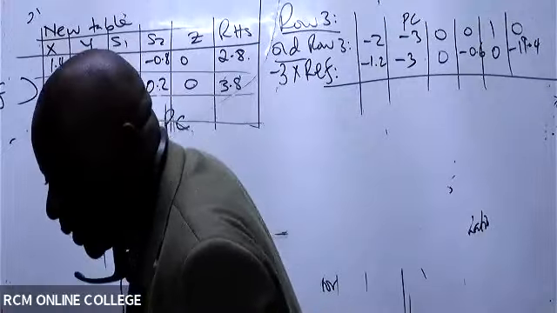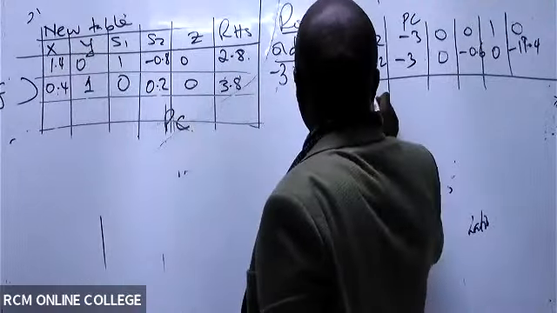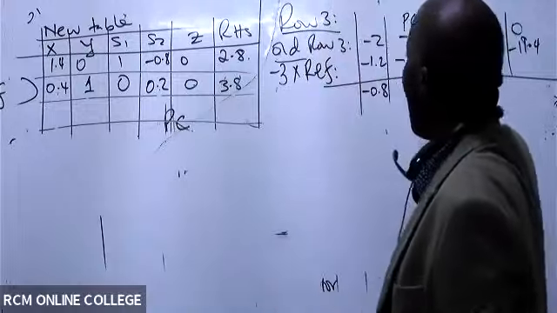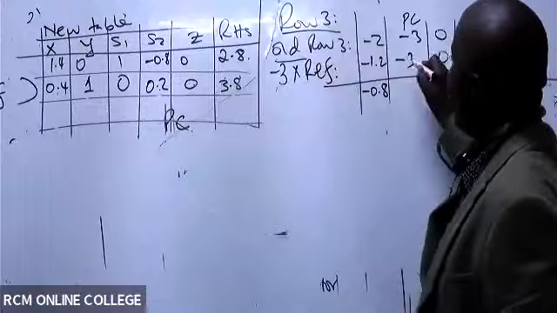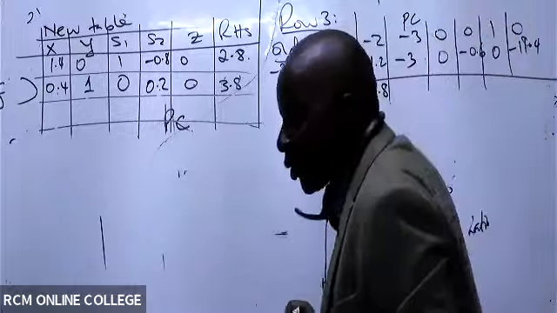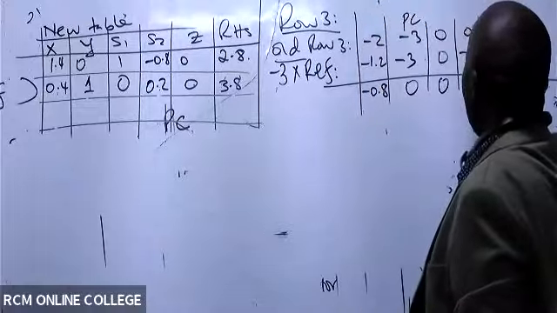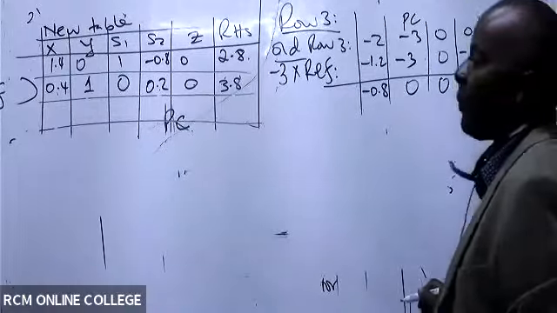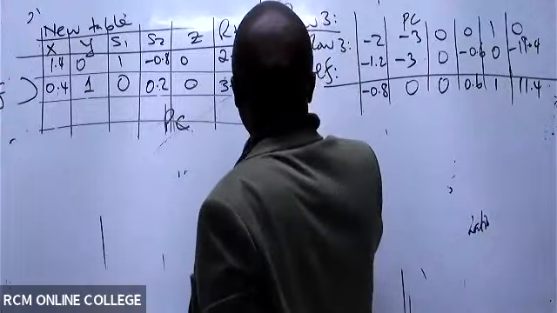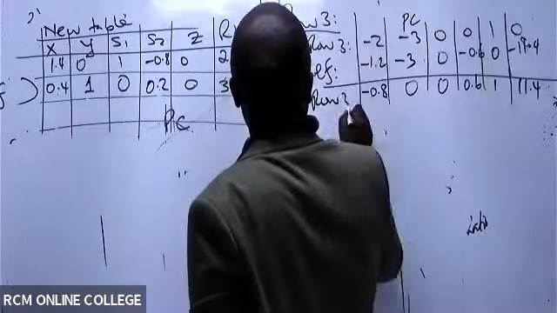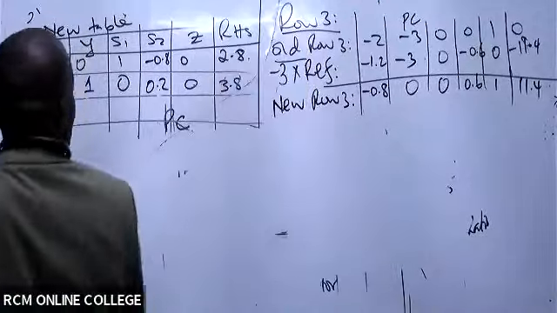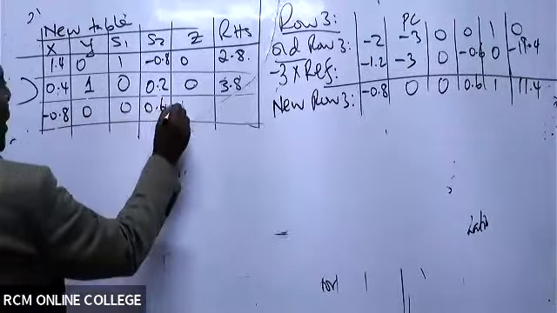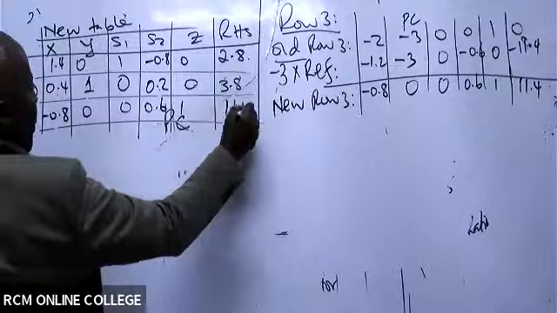The first one, from Mr. Sita T, is minus 0.8, because you are saying minus 2, and then we have this minus for reduction, minus 1.2. And then we have minus 3 minus minus 3 as well. So are you able to see 0? This, of course, will be 0. This will be positive 0.6. This will be 1. This will be 11.4. So now this is our new row 3. You come to row 3 here and write minus 0.8, 0, 0, 0.6, 1, 11.4, like that.